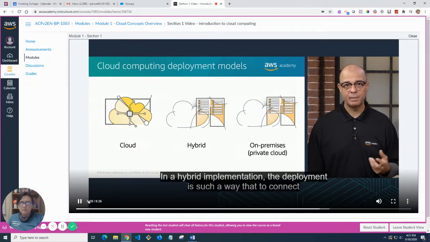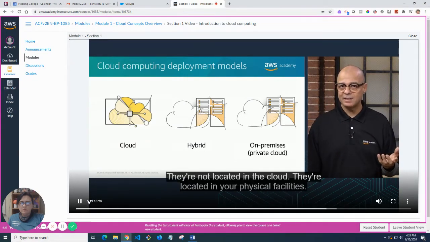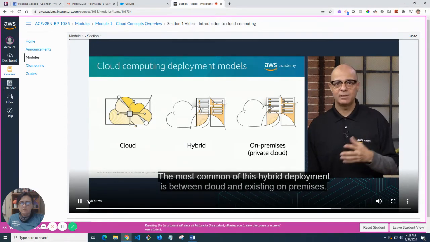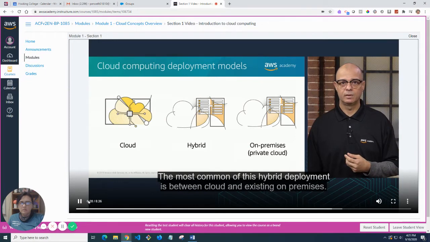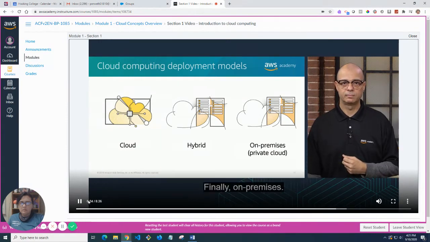In a hybrid implementation, the deployment is done in such a way as to connect your existing infrastructure and applications to cloud-based resources. They're not located in the cloud, they're located in your physical facilities. The most common of this hybrid deployment is between cloud and existing on-premises. This extends and grows your implementation while connecting cloud resources to your internal systems.